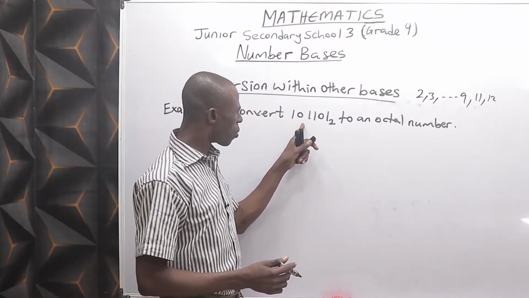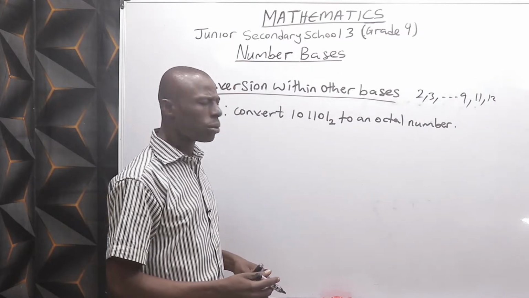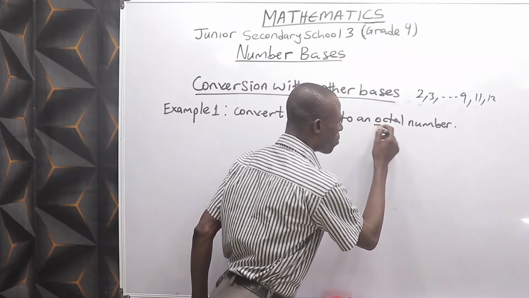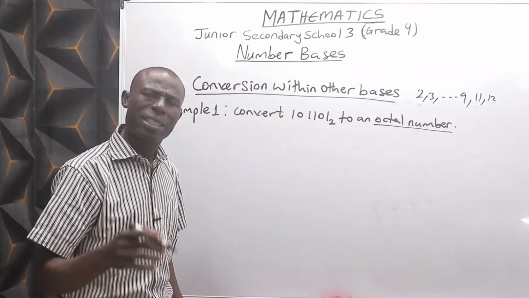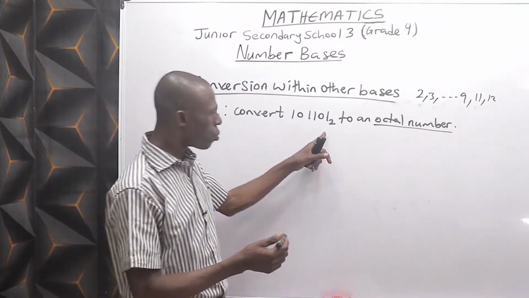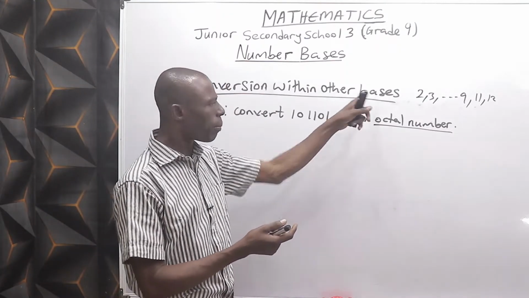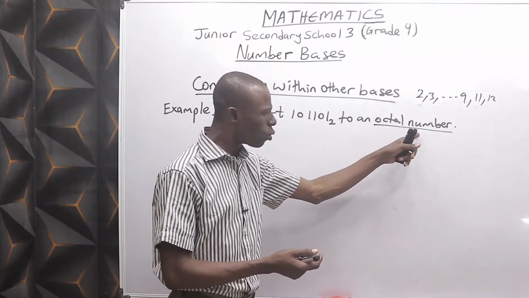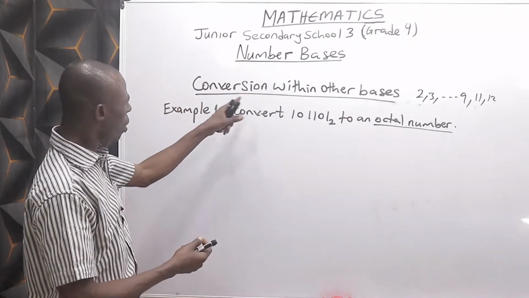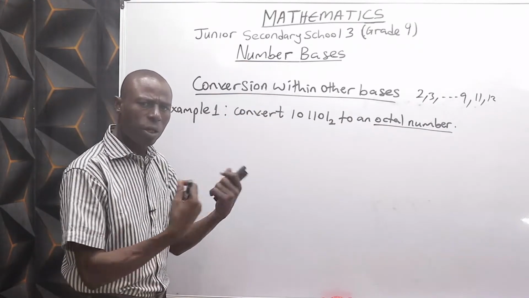So example number 1. Convert 101101 base 2 to an octal number. An octal number is a base 8 number. So when you are converting from base 2, that is from order bases, you are now converting to base 8. Base 8 also is among the order bases. So that's why we say conversion within order bases.